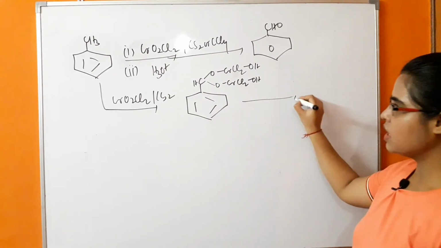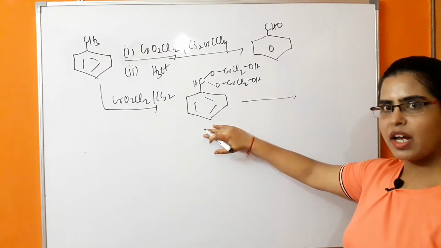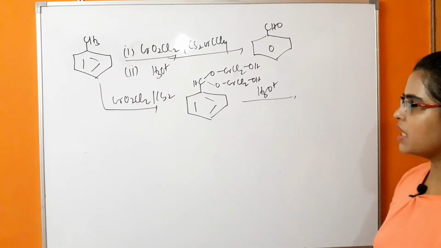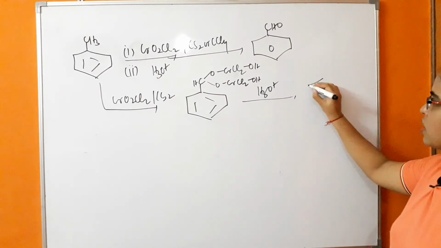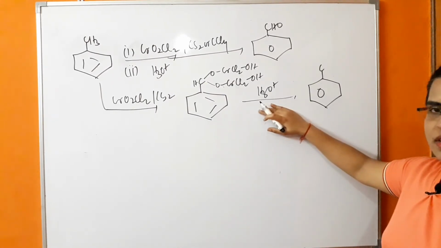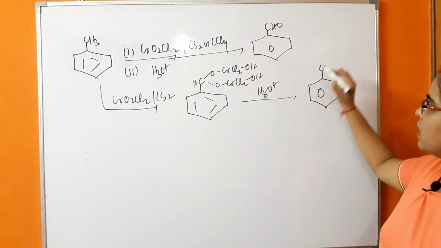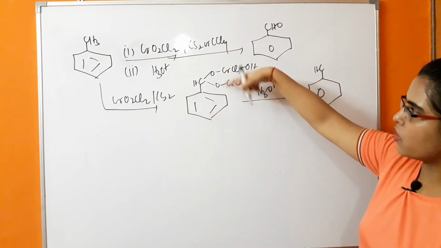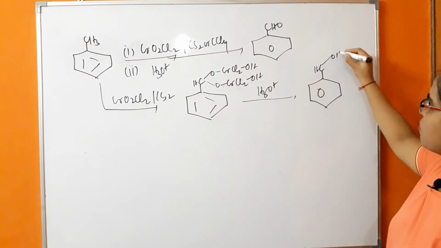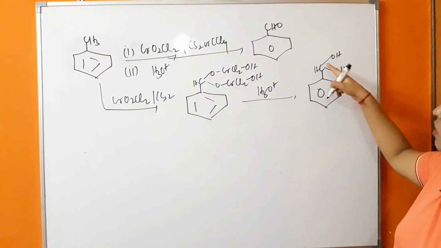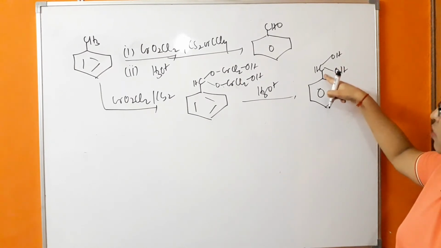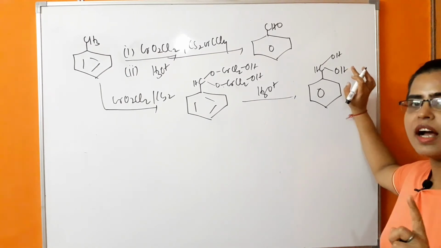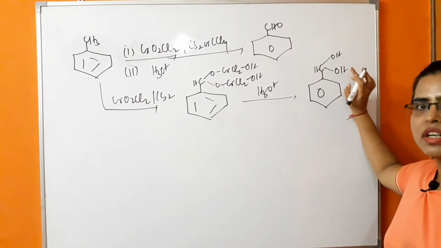Further, what is happening? This compound will be hydrolyzed in the presence of acid. So acidic hydrolysis will be done. In the presence of acidic hydrolysis, one hydrogen will remain intact and these bonds are cleaved. So it means there will be two hydroxyl groups attached to the same carbon. And you know that more than one hydroxyl group on the same carbon is unstable.